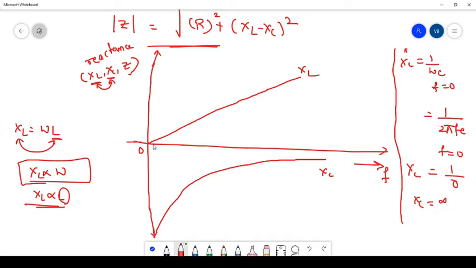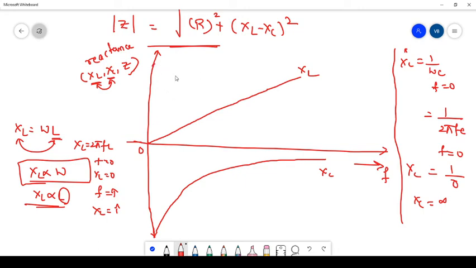But for the XL value, here, same thing. XL is equal to 2 pi f L. So when you substitute f equals 0, the XL value is 0. As the f value increases, the XL value also increases in a linear fashion. Why? Because this is directly proportional. By considering these two, you are going to get the impedance.